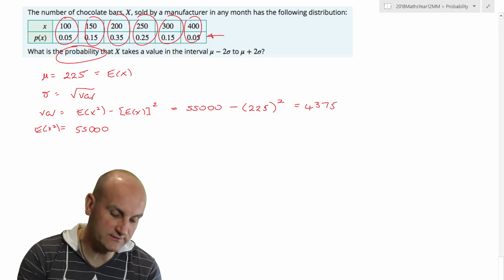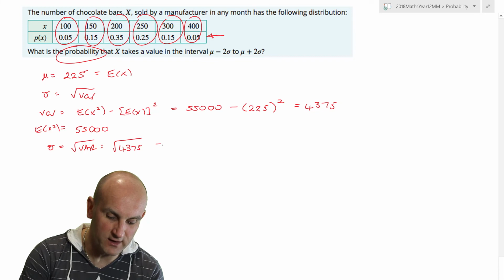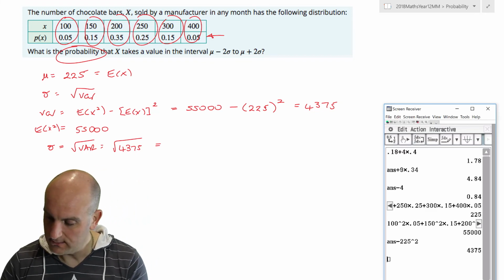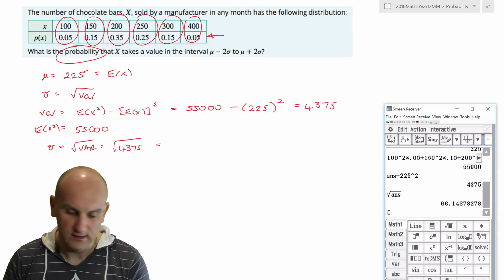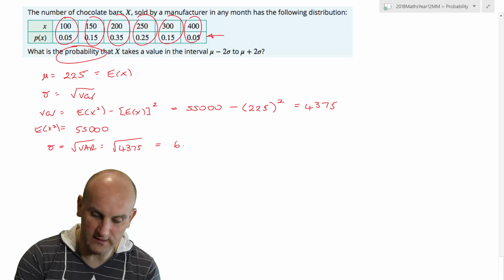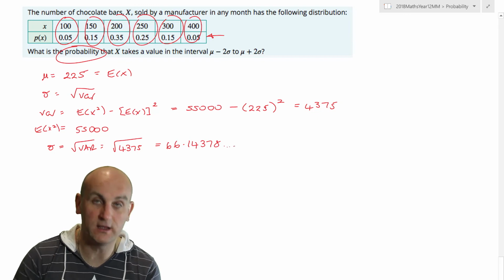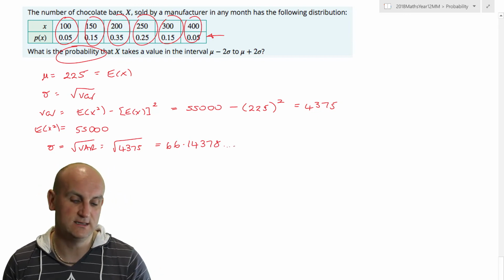If you remember, I need to find my standard deviation, which is the square root of my variance, which is the square root of 4375. We go keyboard, and we go square root of my answer, please. That gives me 66.14378... Now I'm going to leave all those dots in for this moment in time, because I'm not going to round my calculator until later on.